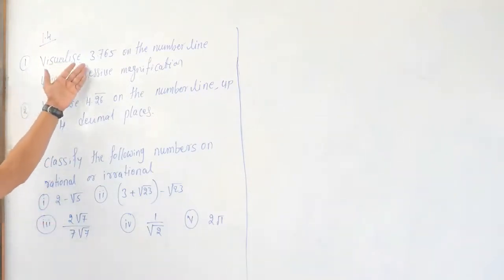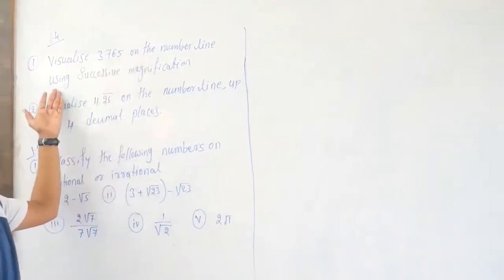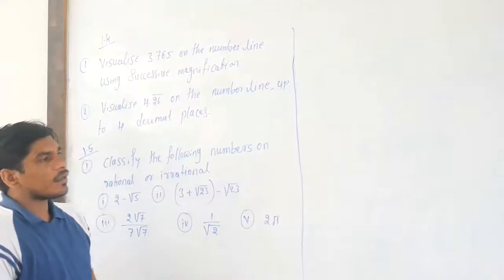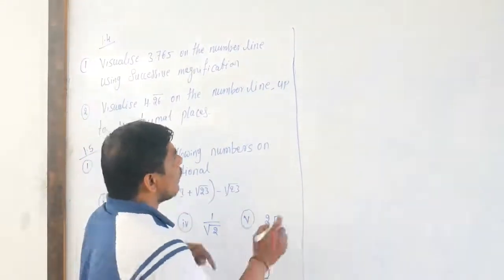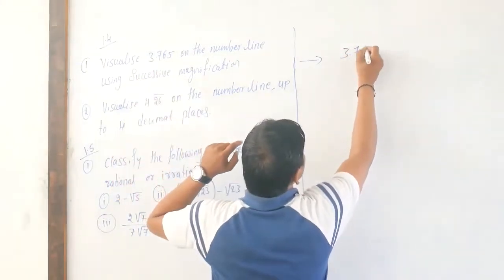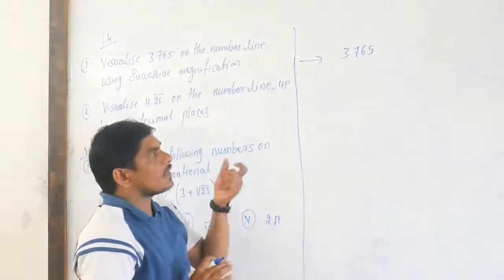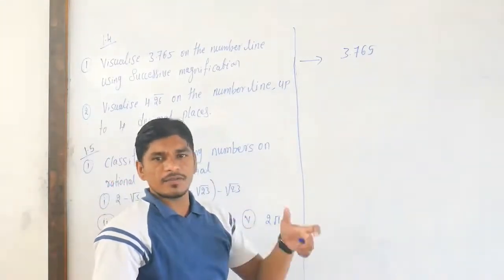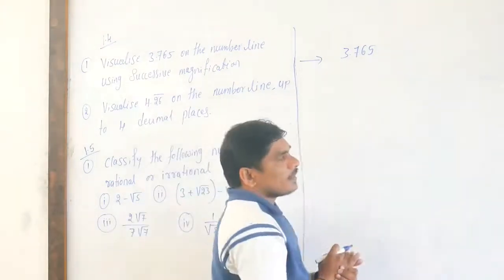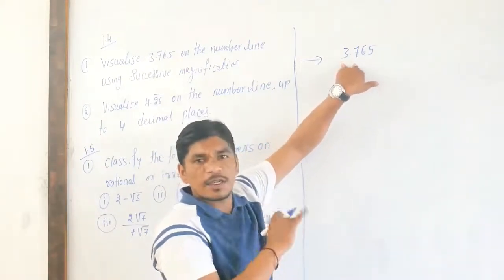The first one is to visualize 3.765 on the number line using successive magnification. This is a very simple problem. You already know about the number line, but you have to concentrate on the given number, 3.765. First you identify that 3.7 lies between 3 and 4.